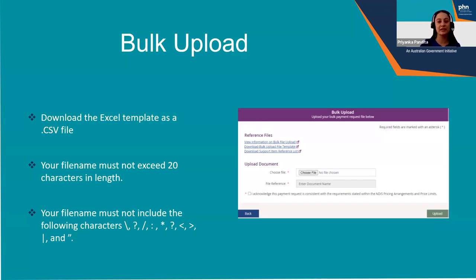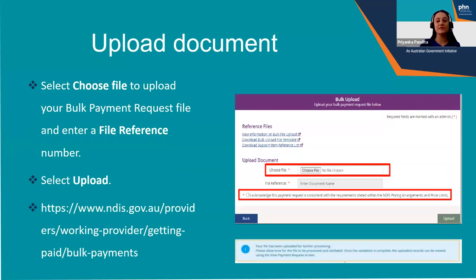Once you're on the screen, you'll need to download the bulk upload file template. You can download it as a CSV file. Then you can rename the file, but the name of the file cannot exceed 20 characters, and you cannot use any special characters in it. Otherwise, when you try to upload the file, it'll come up with an error and you can't submit it. Once you have downloaded the file, edited it and put all the payments and codes in, you can just go to upload document, choose file, put in a reference number, and then hit upload. Once it has been successfully uploaded, it'll come up with the screen: your file has been uploaded for further processing.